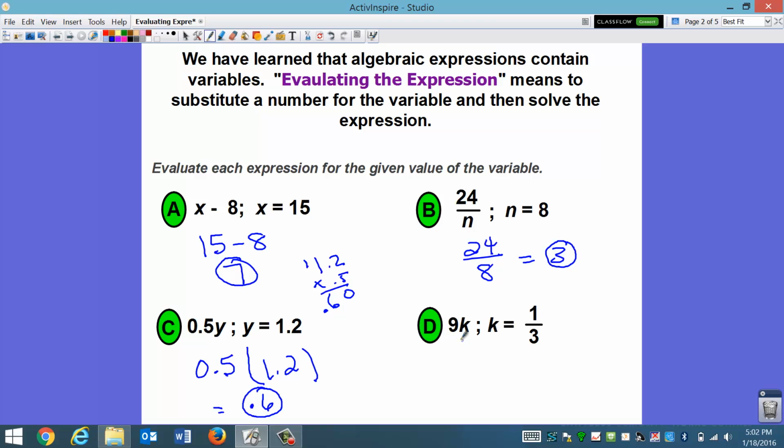Okay, here we go for D. 9 times k, and we're going to let k equal 1/3. So I'm going to rewrite my expression and substitute 1/3 for k. So it's going to be 9 times 1/3. If you'll recall, in order to multiply with fractions, both factors have to be in fraction form. So I can put my 9 over 1, and I can also simplify before I multiply. 3 divided by 3 is 1, 9 divided by 3 is 3. And that leaves me in my numerator 3 times 1, which equals 3. 1 times 1 in the denominator, so 3 over 1 is just 3.